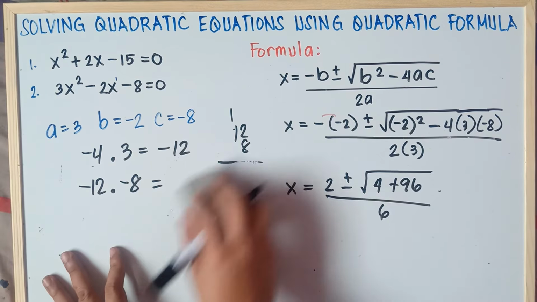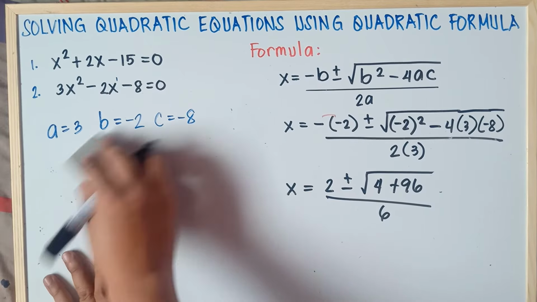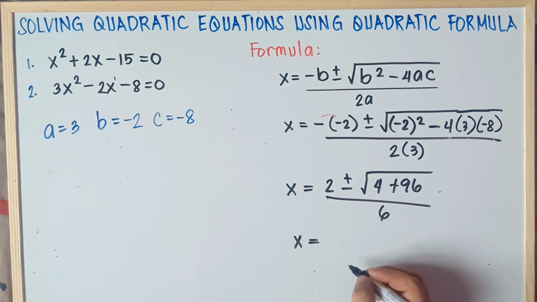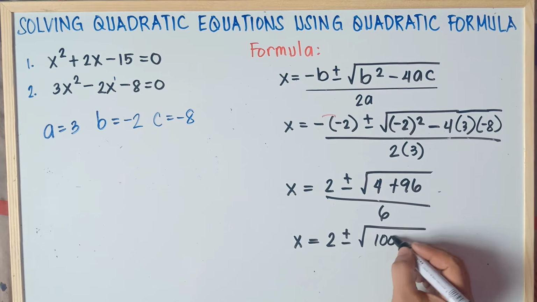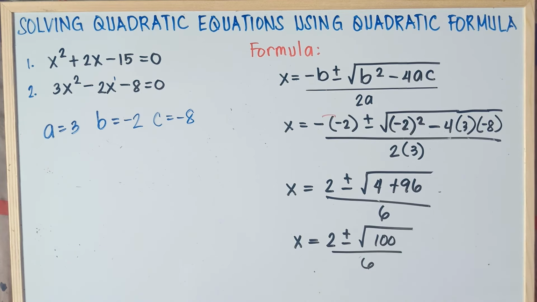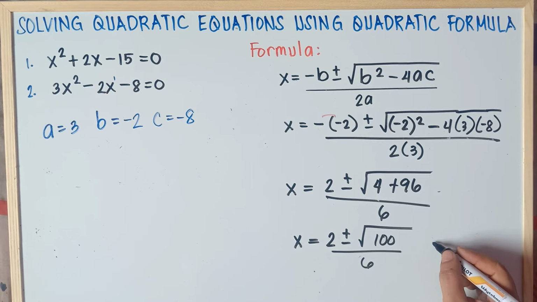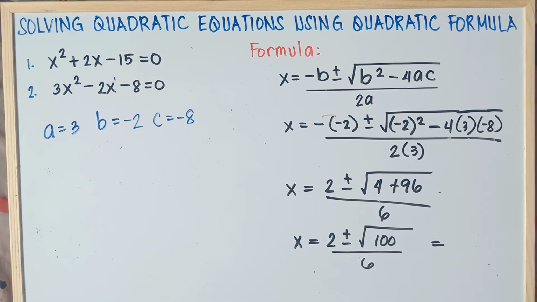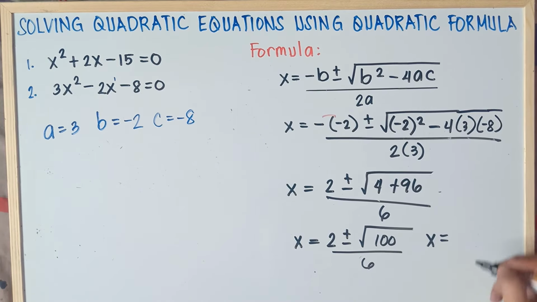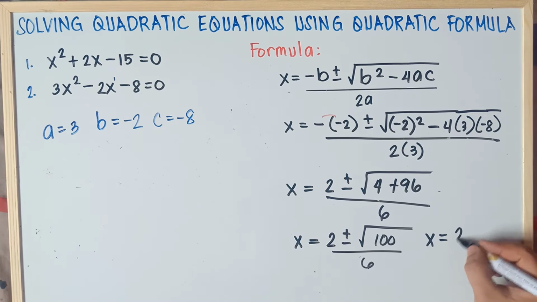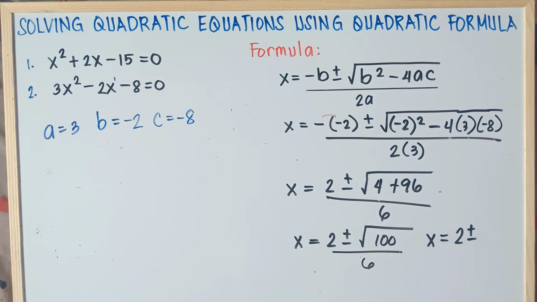Alright, so almost done, class. So this will be x equals 2, positive, negative, square root of 4 plus 96, that would be 100, all over 6. And this will be square root of 100. Do we have square root of 100, class? Yep, we have the square root of 100. So we can write this one, x equals, copy 2, positive, negative, the square root of 100, that is 10. Because 10 times 10, that's 100. So square root of 100, that's 10, all over 6.